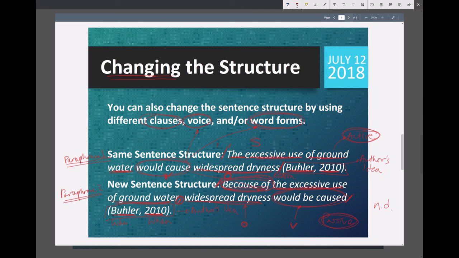Just a note, if you want to paraphrase this one more time, which we will do in the next slide, instead of saying "because of the excessive use of groundwater", you could say: widespread dryness would be caused, so I'm putting the object and the verb first this time, because of the excessive use of groundwater. Okay? So that would be sort of paraphrase 3, if I wanted to paraphrase it one more time. So try it yourself. See if you can use synonyms and change the voice in your second paraphrase. Moving on.